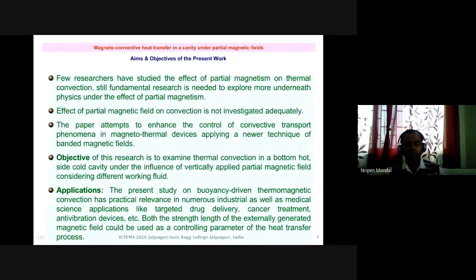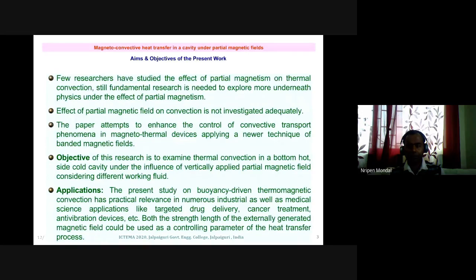Several researchers have focused on this convective heat transfer analysis. We can say Ostrach and his group, Jalil, they have conducted several numerical studies, and they have introduced a little bit about the partial magnetic field. But this partial magnetic field can be utilized in several areas depending upon the application. So the objective of this research is to examine the thermal convection in a bottom heated cavity under the influence of partial magnetic field.